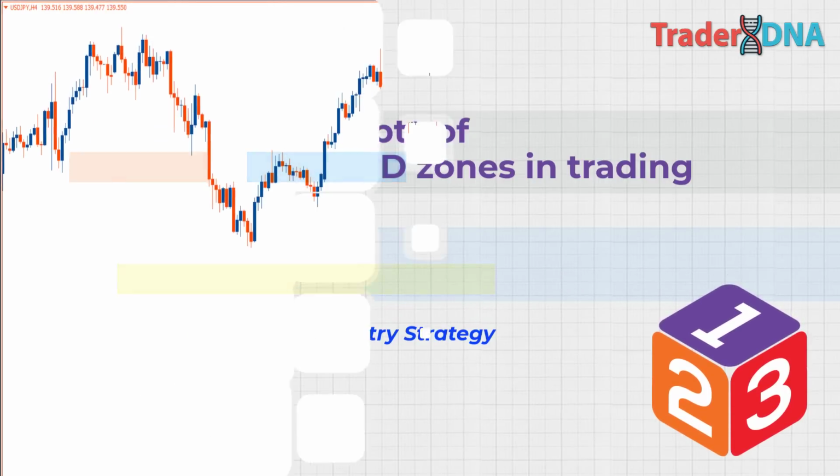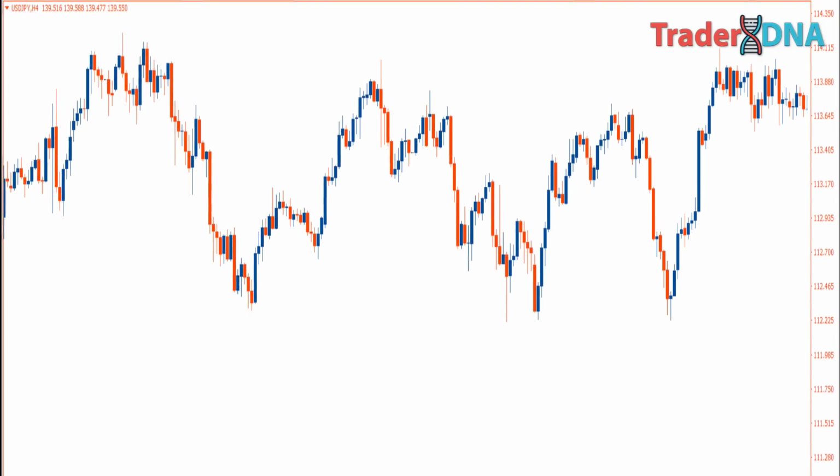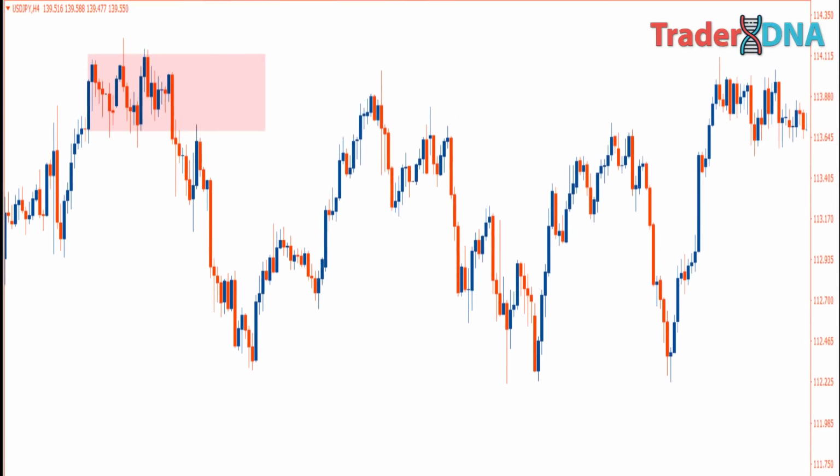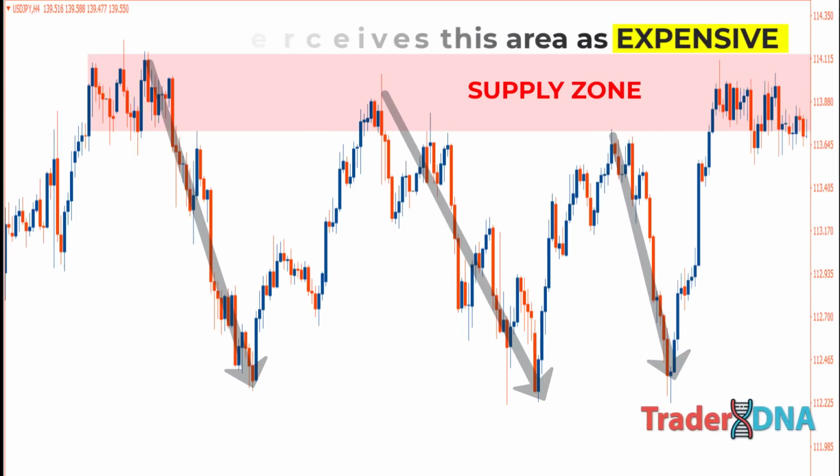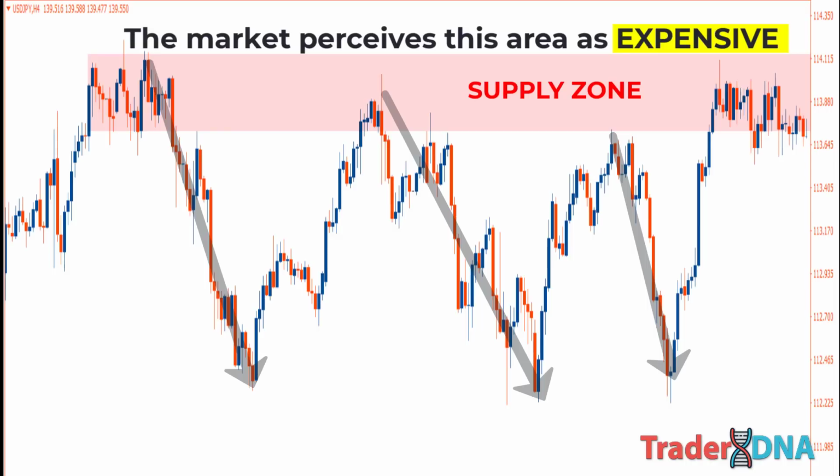So, let's understand what a supply and demand zone is. A supply zone refers to an area located above where the price has repeatedly failed to break through and has been rejected multiple times. From a price action perspective, the market perceives this area as expensive, leading buyers to close their long positions and sellers to open their short positions. The combined effect of these actions is what triggers the price to reverse from the supply area.